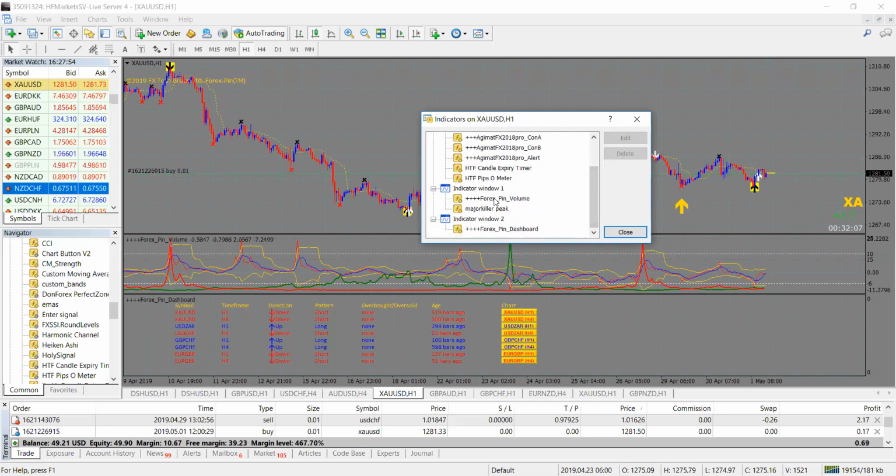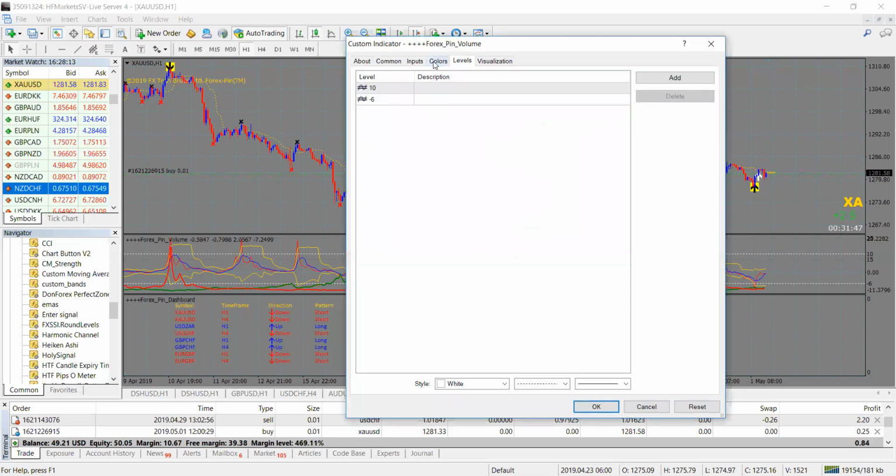Now, I take a look at the forex-pin volume. Some of you have been talking about the Apex indicator. Apex indicator does the same thing as forex-pin. It actually tries to measure exhausted volume in a trading pair so that you can be able to trade the reversal of that pair. So let's take a look at the forex-pin volume.